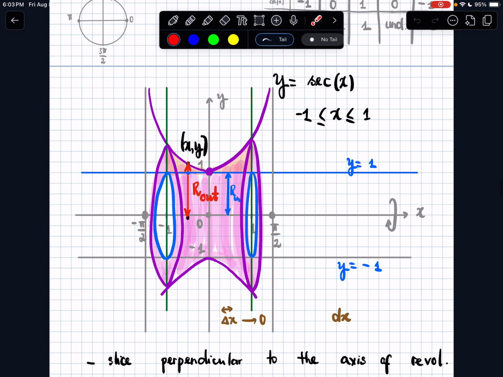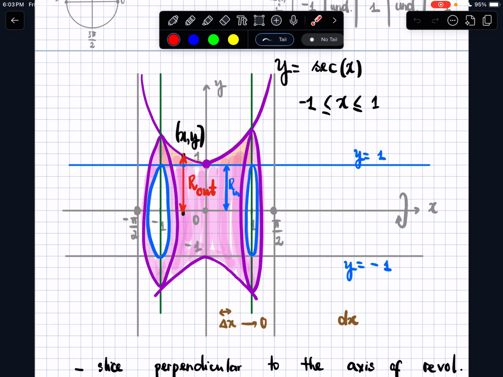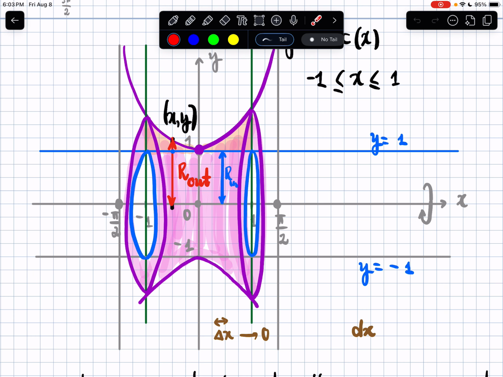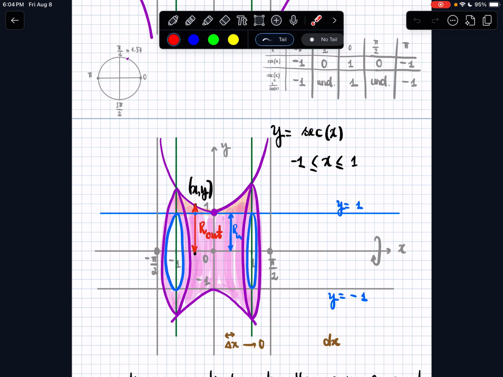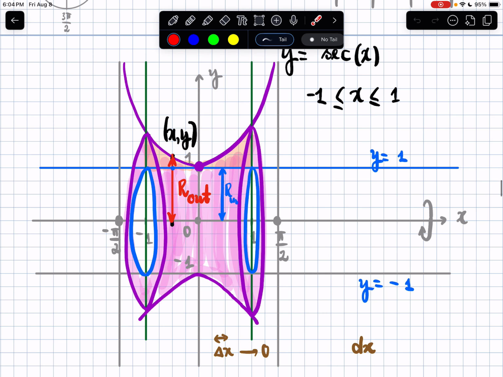And we will use the washer method. For the disc washer method, we need to slice the solid perpendicular to the axis of revolution. In our case, we slice perpendicular to the x-axis. By doing so, we create a partition of this segment, minus 1 to 1. Each of these segments has length delta x. When delta x tends to 0, we have dx.